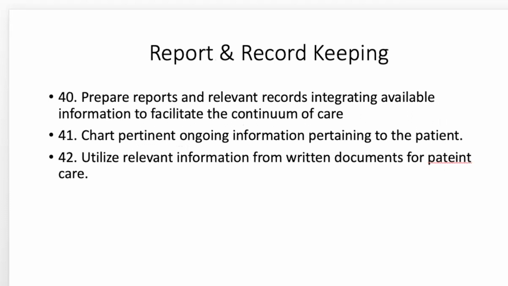So when we're looking at report and record keeping, the global functioning there would be pretty much looking at preparing reports and relevant information. When we look at the global criteria, we're looking at preparing the reports and the relevant records to integrate. This should be integrated and available information to facilitate the continuum of care. So making sure that the person's services can go as they need to with their care. So that's continuum of care.